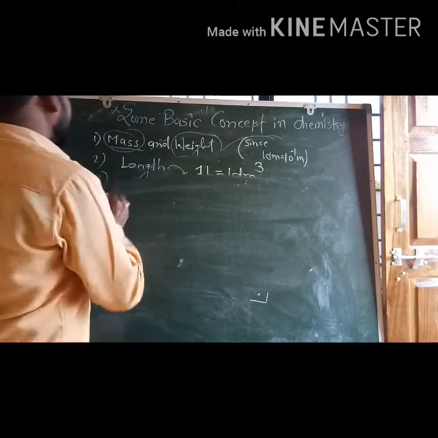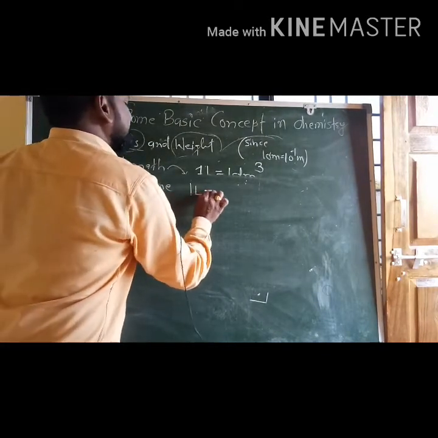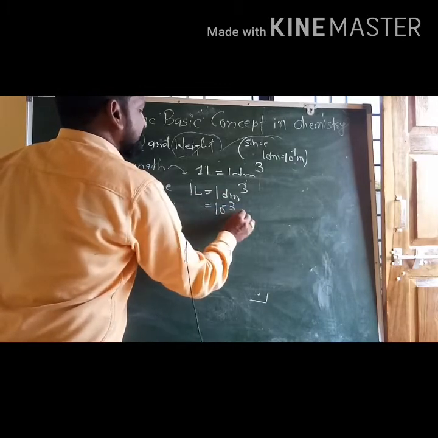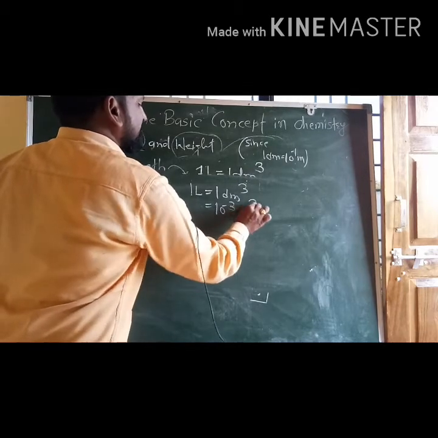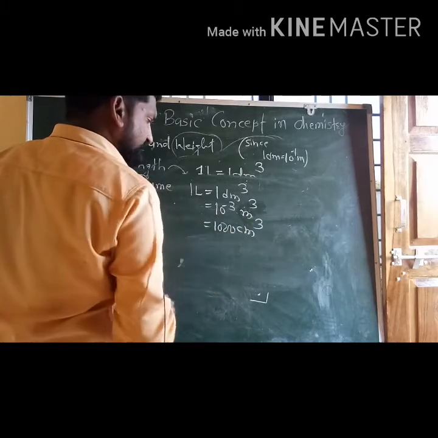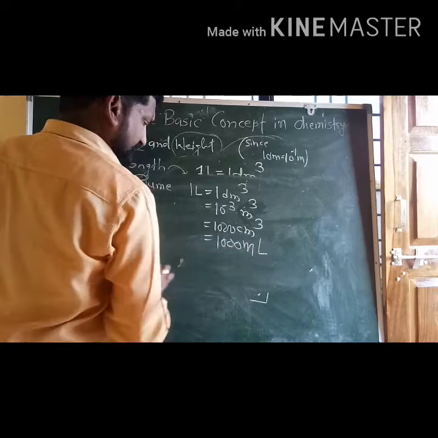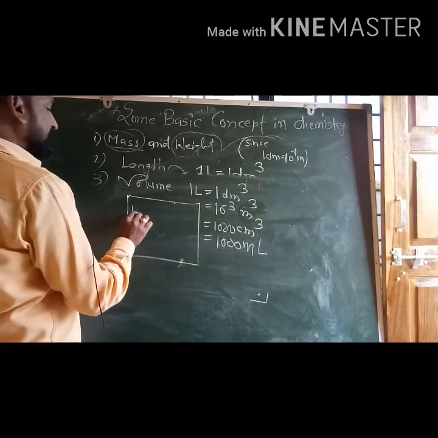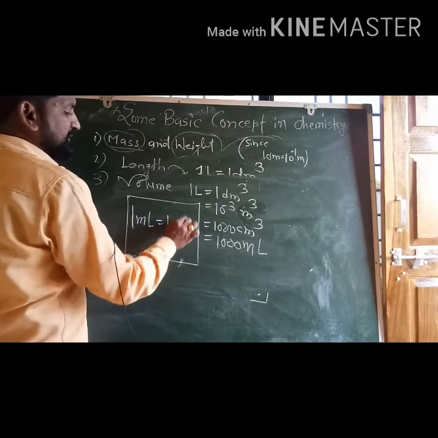Listen here. For volume, 1 liter is equal to 1 dm cube. Am I right? After that, 10 to the power minus 3 cubic meter. After that, 1000 cubic centimeter, which is nothing but 1000 milliliter. It means one relationship we got: 1 ml is equal to 1 cubic centimeter.